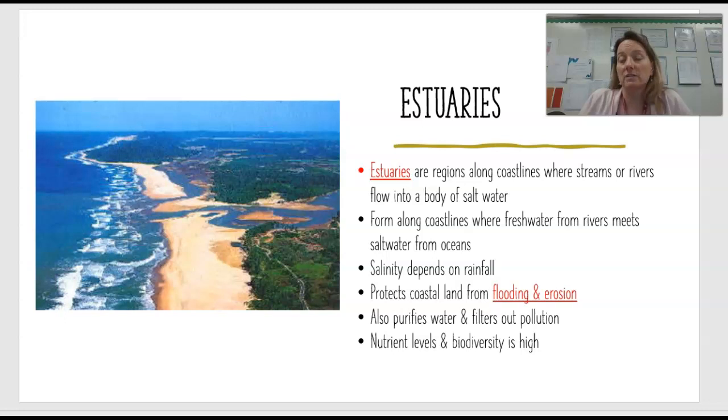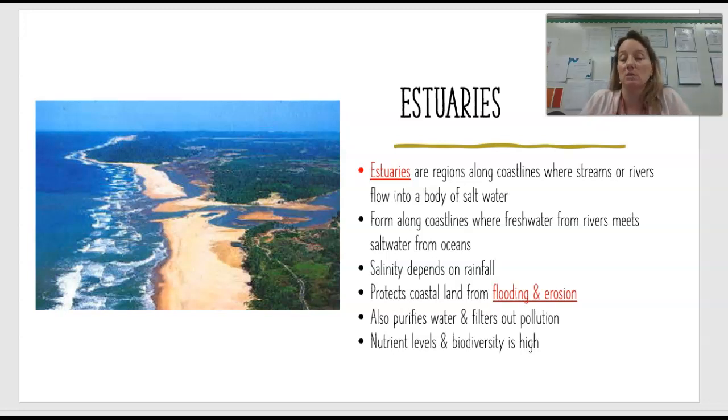All right, estuaries: regions along coastlines where streams or rivers flow into a body of salt water. So you get the mix of freshwater and saltwater. The salinity depends on the rainfall and how much fresh water is entering into the salt water, the ocean, how big the river or stream is, how much fresh water is coming into it.